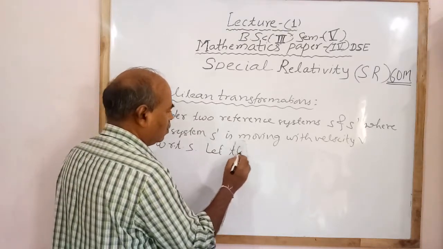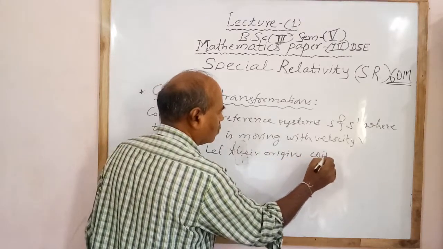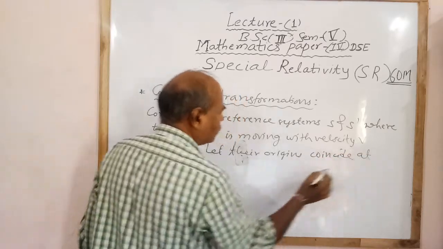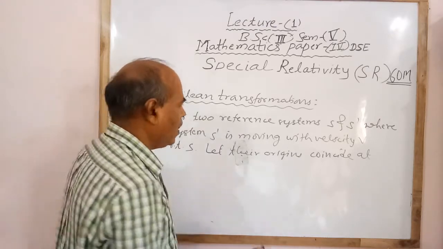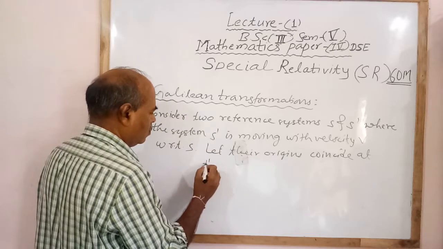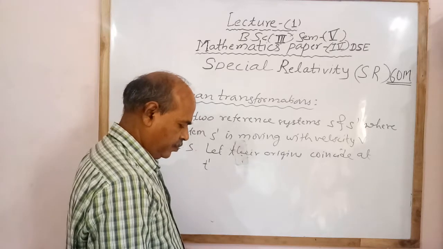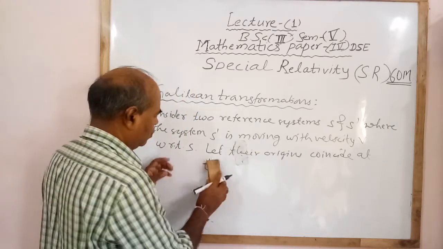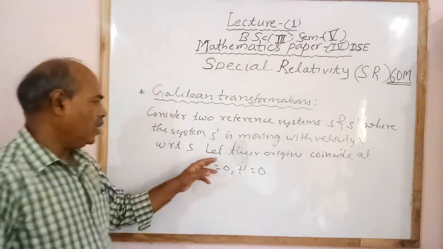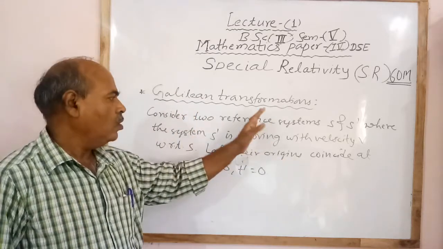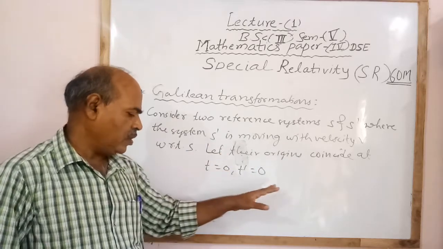Let their origins coincide at time t equal to 0, t dash equal to 0. Let their origins, meaning the origins of the two reference systems S and S dash, coincide at t equal to 0, t dash equal to 0.